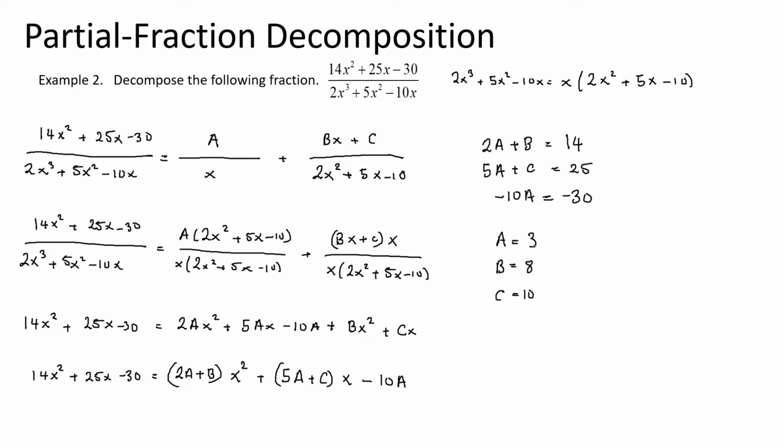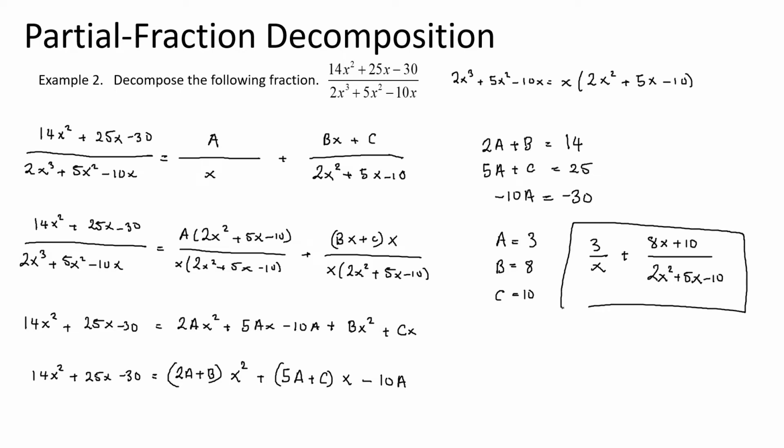So again, put those constants into the appropriate fractions. A was 3, so that's 3 over x. Your b was 8, so that'll be 8x plus 10, 10 being your c, over 2x squared plus 5x minus 10. And here's our partial fractions.